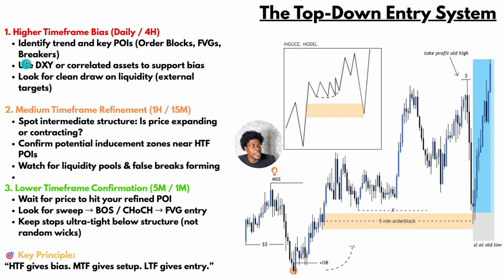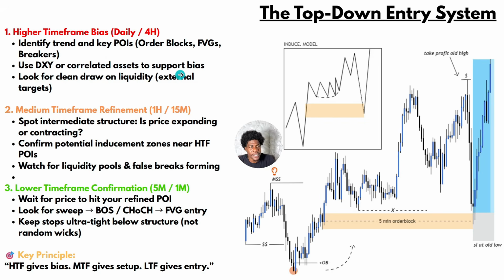And also I use the DXY or correlated assets to support this bias, right? My correlated asset, since I trade NAS 100, is the S&P 500, the S&P 500 ES, right? That correlates with NAS 100, and I use it in conjunction with the DXY to support my higher time frame bias. And then I look for a clean draw on liquidity, right?